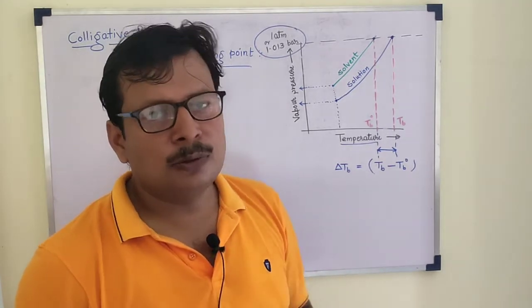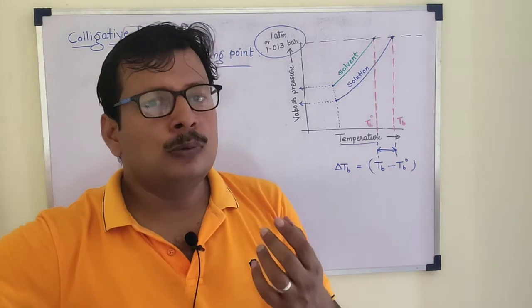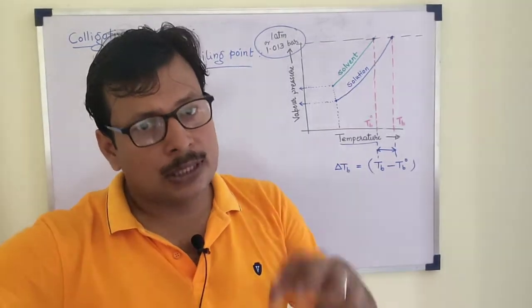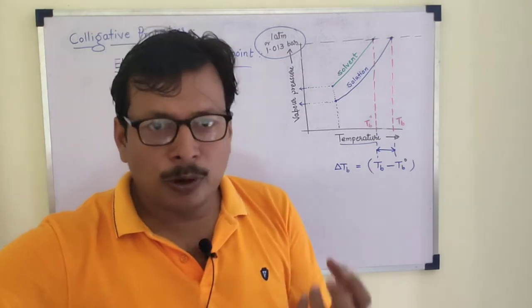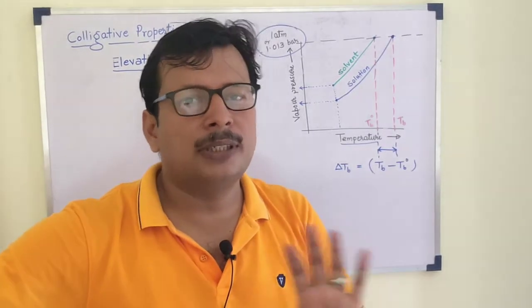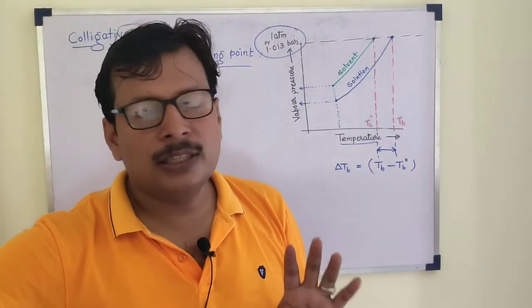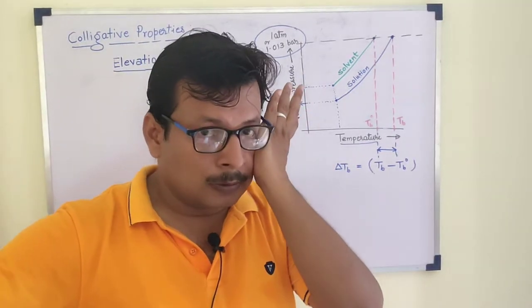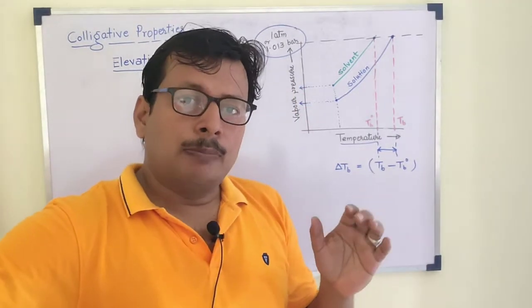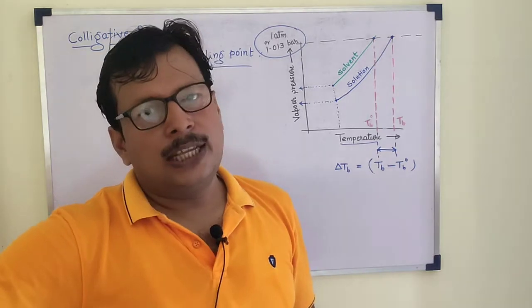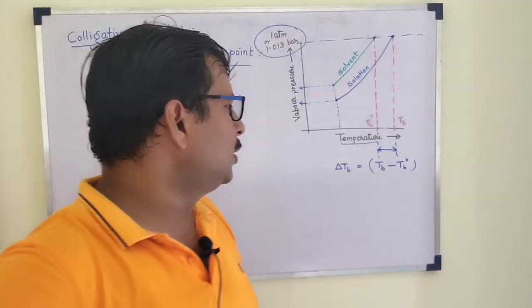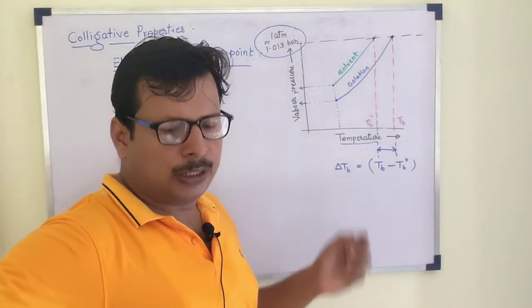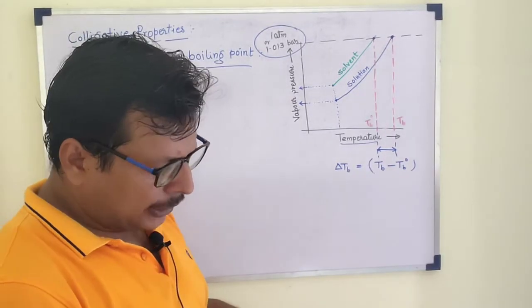What I want to say is, if you add some amount of salt to boiling water, then the boiling stops for some time. Why does the boiling stop? Because the boiling point is elevated. There is an increase in the boiling point. So this is the elevation in boiling point. As I told, it is a colligative property.